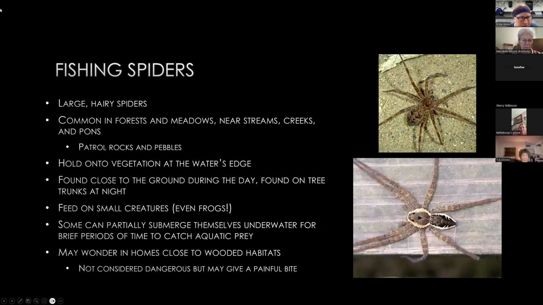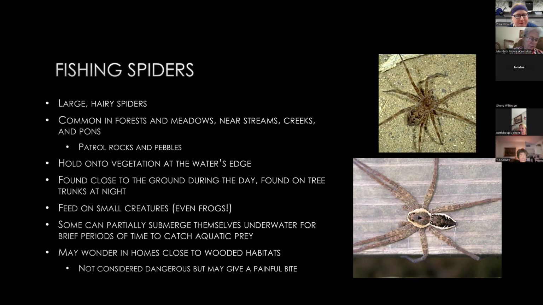Fishing spiders, as you can imagine, are found close to the water. So again, unless you have a home in the woods or you live right near the water, a lot of times it's not going to be near you, but if you do live in a structure close, they could wander into the homes, but probably not. These are a little intimidating when you see them up close. These are a larger spider. They're very hairy.